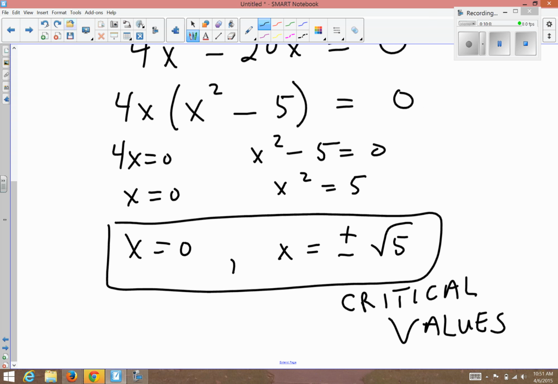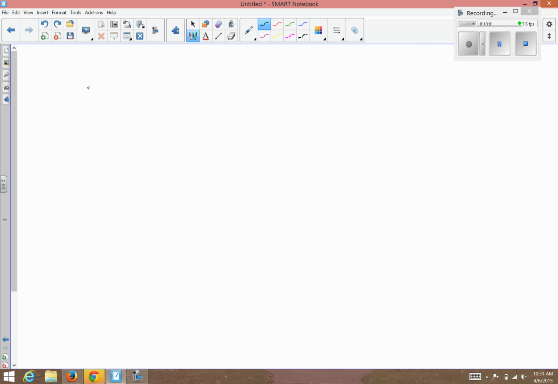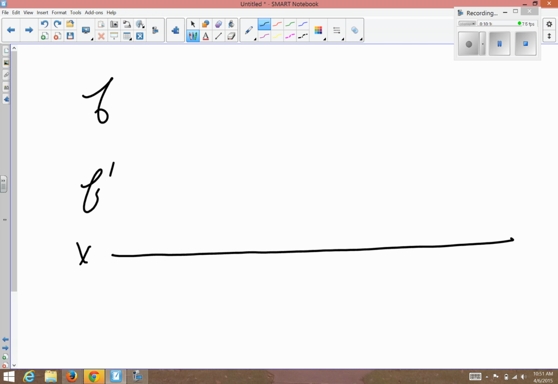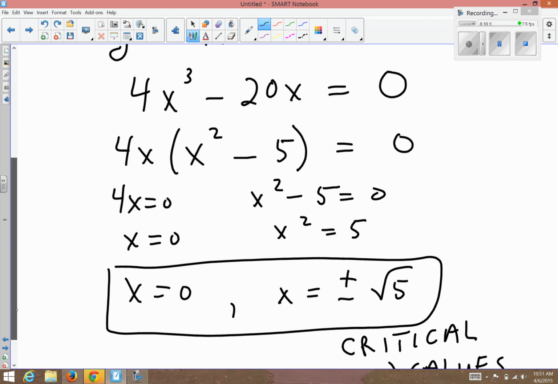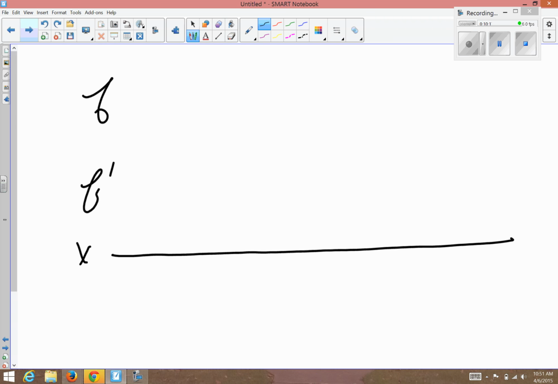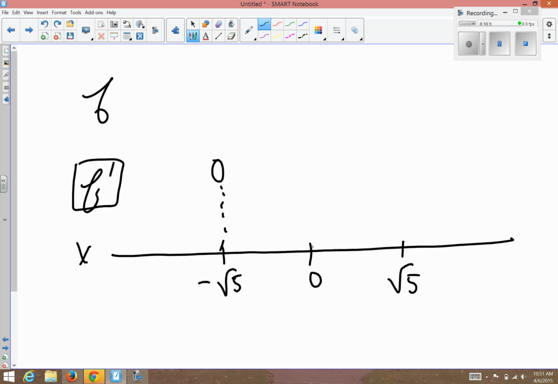Now we're going to write this. F prime, and x. On this line, we're going to locate the critical values, which are 0, square root of 5, and negative square root of 5. 0 is a critical value, the square root of 5 is a critical value, and negative square root of 5 is a critical value. The reason these are critical values, f prime is 0 for these x values.